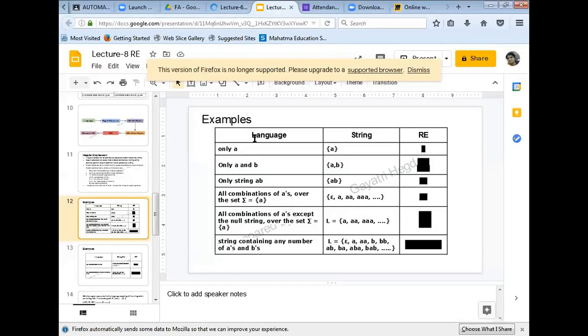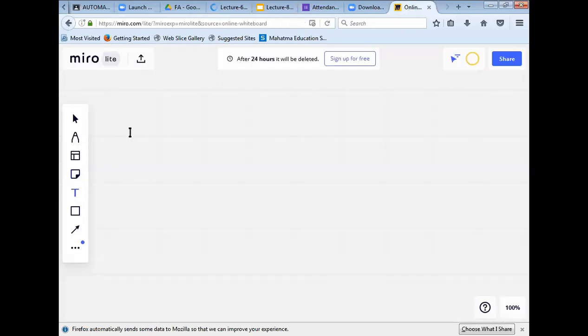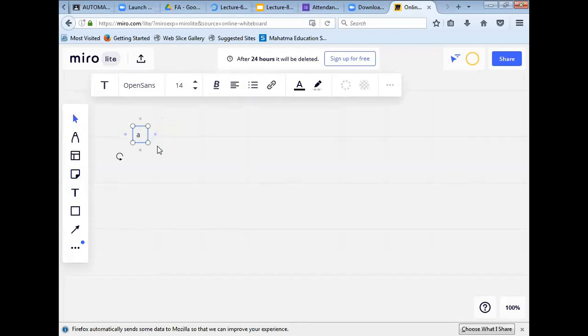Fine. So here, I have a language which consists of only A. So what is the string in that language? The string in that language is A. That's all. How to write the RE if my language is A? The RE will be just A. If my language is B, the language consists of the single string B. So what will be my RE? The RE will be just B.